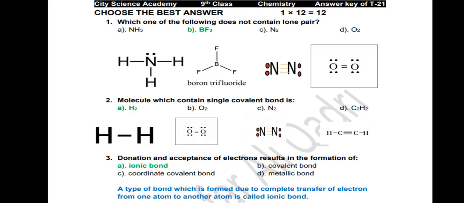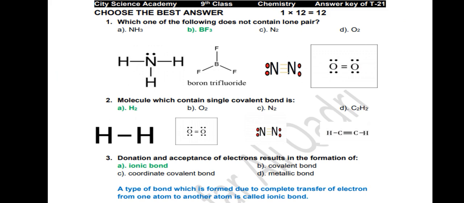Which one of the following does not contain lone pair? Ammonia, boron trifluoride, nitrogen, oxygen. In ammonia, there is a lone pair on nitrogen atom. In boron trifluoride BF3, there is no lone pair because it is electron deficient molecule. It has the deficiency of electron. Nitrogen and oxygen also contain a lone pair, you can see in the figure. So option B will be correct, that BF3 does not contain any lone pair.